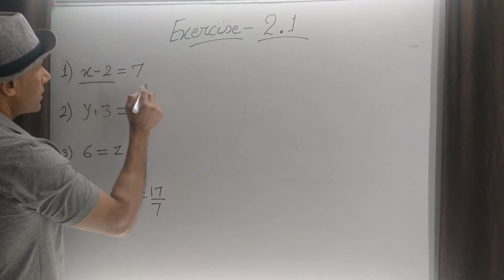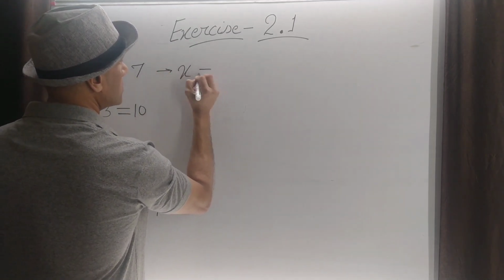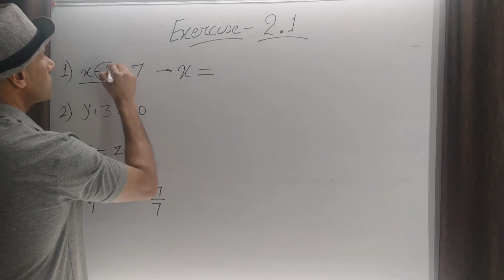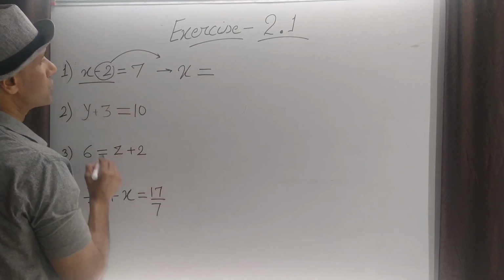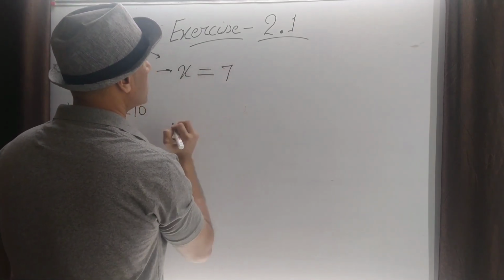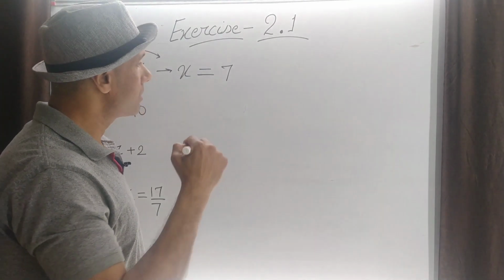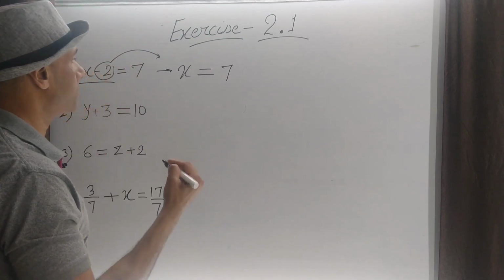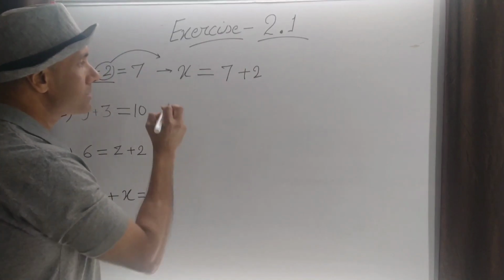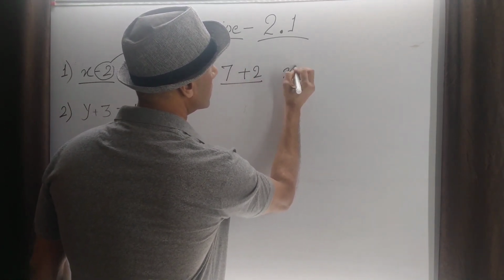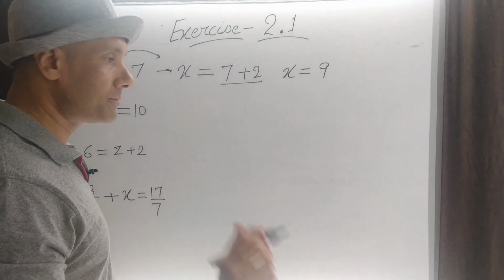So in this case we can write this equation as x equals to, we are going to transpose this to the other hand side of the is equal to sign. So this minus 2 will become plus 2. So while transposing, you reverse the sign of the number. It may be any number. So this minus 2 will become plus 2, and hence we'll add these two. So we'll get the result as x equal to 9. 7 plus 2, 9. Clear?